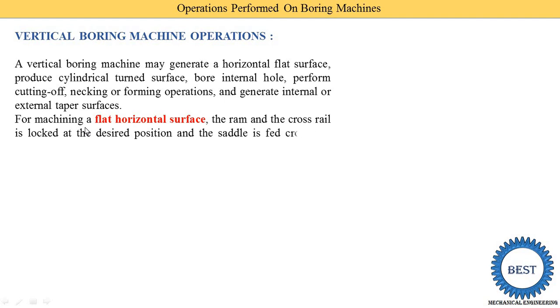First, we understand the flat or horizontal surface operation. For machining a flat or horizontal surface, the ram and the cross rail are locked at the desired positions, and the saddle is fed crosswise while the workpiece revolves on the table. The table revolves and is mounted on the saddle. So the workpiece is rotated as well as moving in a crosswise direction. That way the horizontal surface operation is performed, and depth of cut is given by the ram, by the movement of the tool.